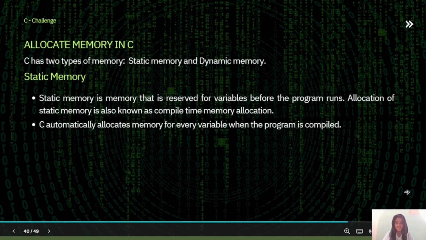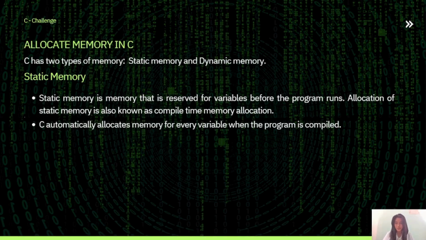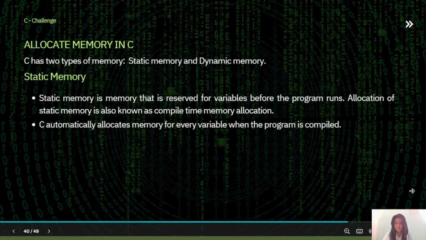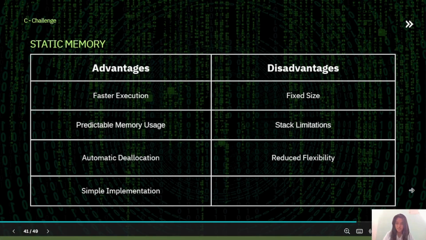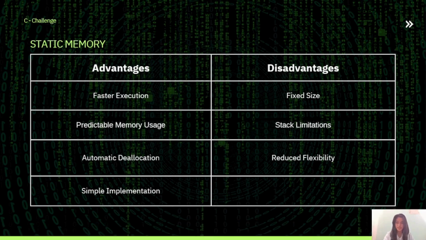Memory allocation in C is the process of reserving memory for variables, data structures, or objects during program execution. So there are two main types, static memory allocation and dynamic memory allocation. Static memory allocation is where memory is allocated at compile time, such as with global and local variables. Advantages of static memory allocation.